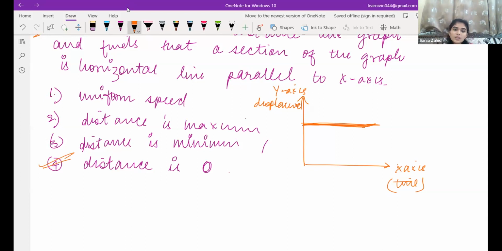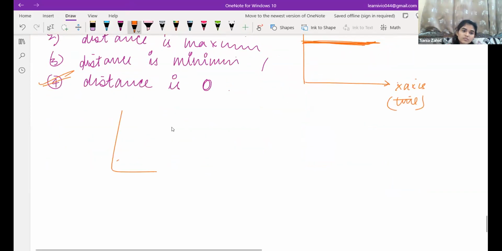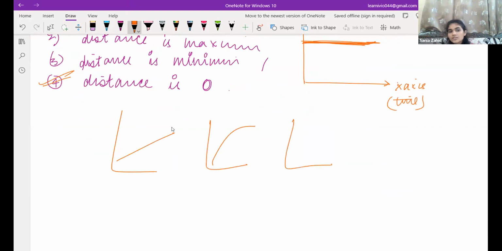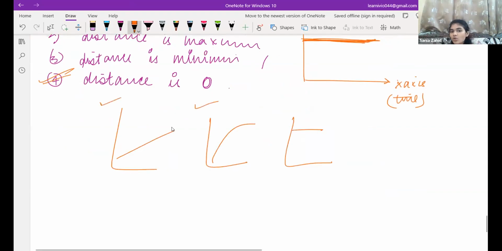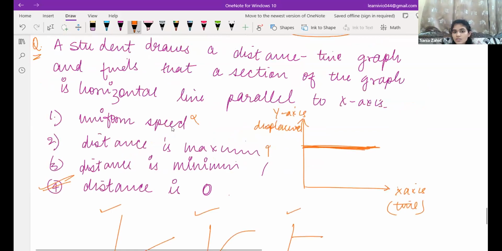Is the speed uniform or is the speed zero? Ma'am, speed is not uniform. No, speed is zero. We studied three graphs, right? For uniform speed, we have a straight line. For non-uniform, we studied this, and for zero speed, we studied this. So there were three different graphs, and this graph is for zero speed. So these all are false, and only the fourth one is true.